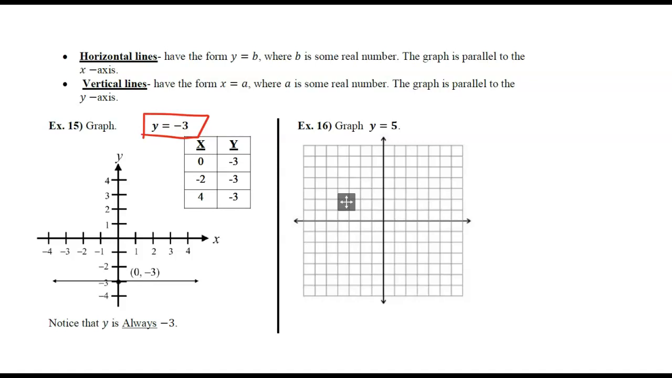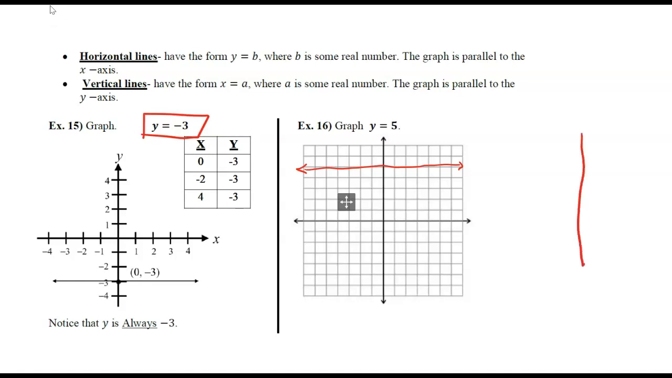So if we graphed y equals 5, 1, 2, 3, 4, 5. So it's just a line through where y equals 5. Again, you could make an xy chart and just see that y will always equal 5 no matter what the x value is. Vertical lines are similar, so they have the form x equals a.